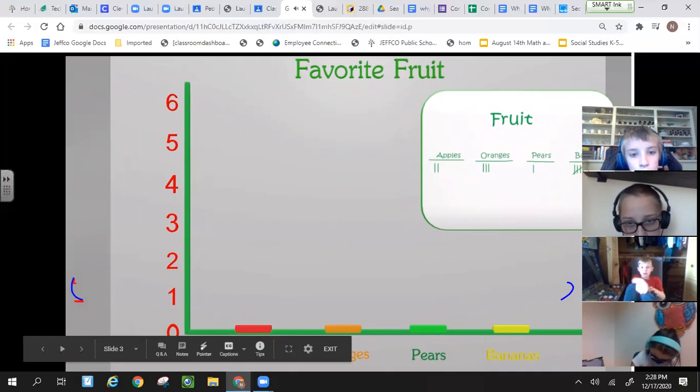We can now fill out the graph according to our data. First in our data are the apples. We can see from the tally marks that 2 of my friends liked apples. So here on the graph, we will have this bar at the bottom go up 2 spots to show that 2 people liked apples.